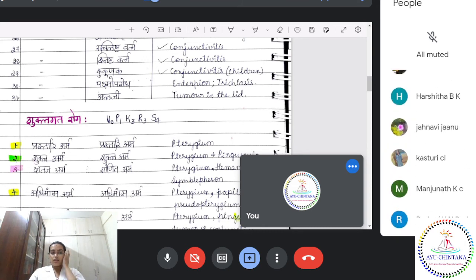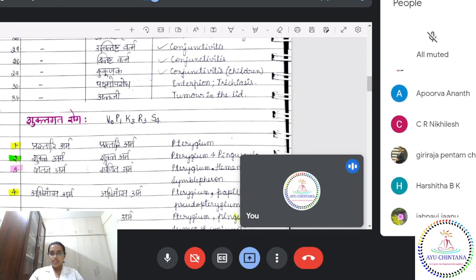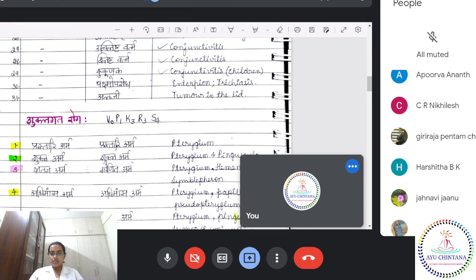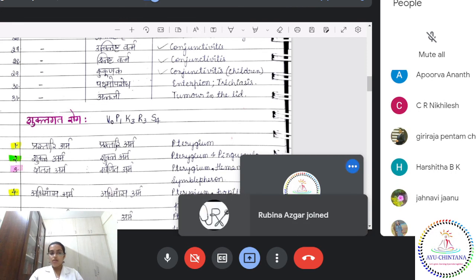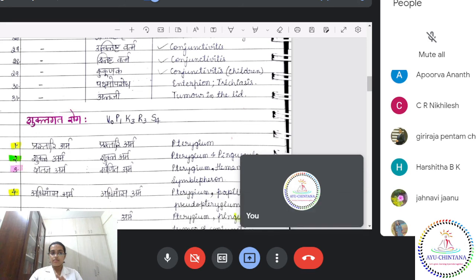Yes, Kasturi. Which armas are related to which Vyadhi? Shuklagata. Okay. Correlation? Pterygium. Okay. Harshita BK? Yes, ma'am. So, which kind of a Vyadhi is Shuktika? It is Pittaja Vyadhi. In which sthana it is? Shuklagata Roga. Very typical correlation it is. Xerophthalmia. Okay. Yes, ma'am.